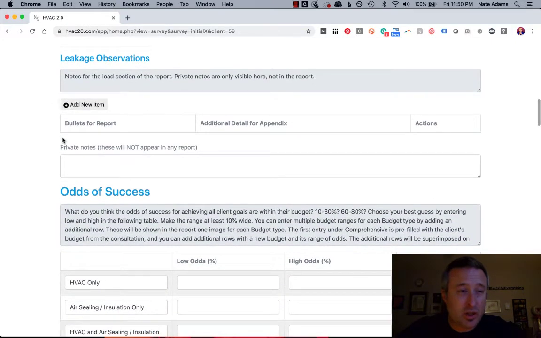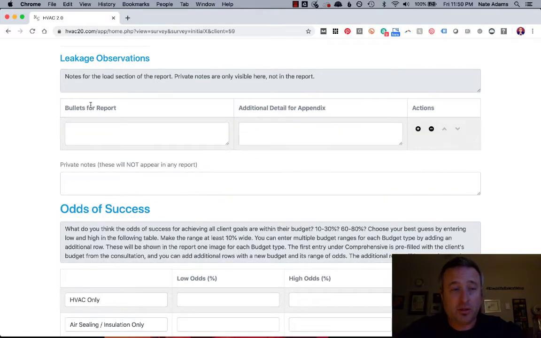All right, leakage observations. You don't necessarily have to use this, but let's say little Johnny's was really leaky.